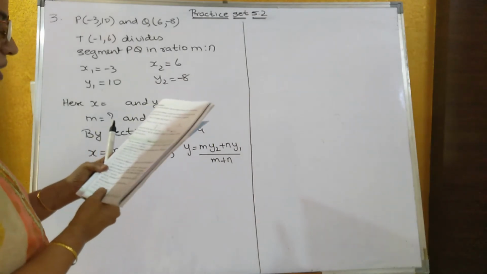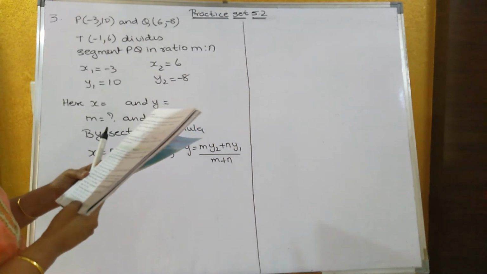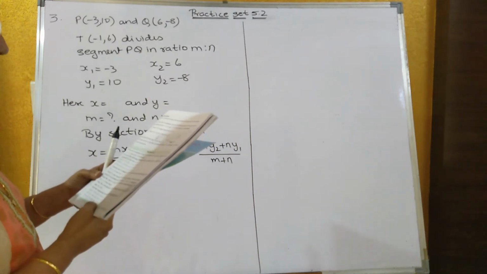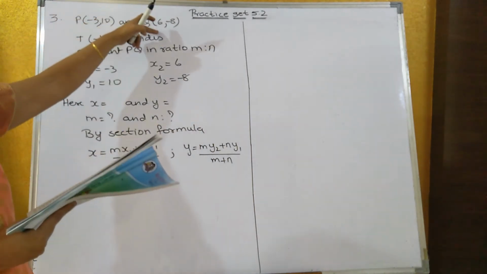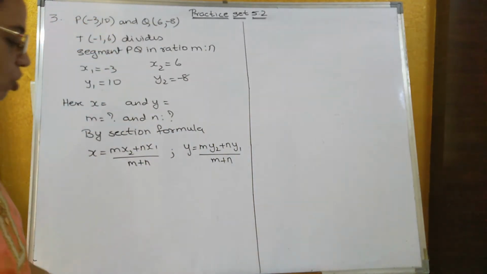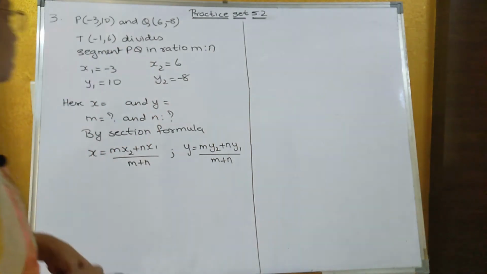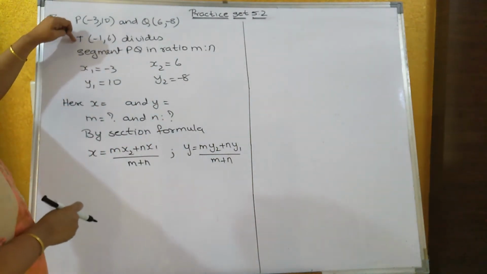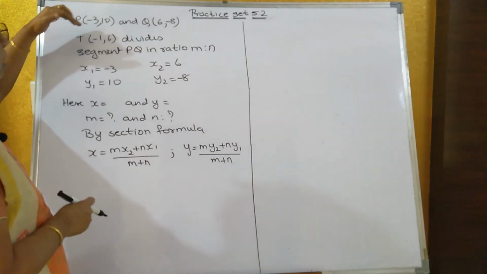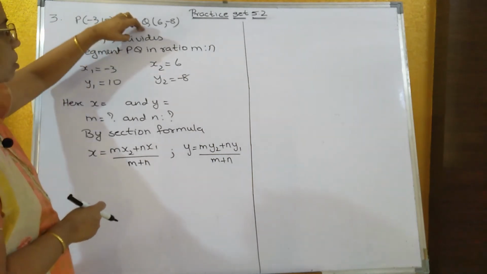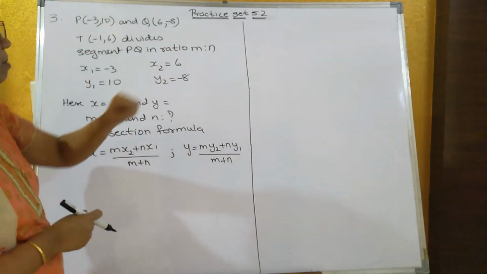Now sum number 3, find the ratio in which T minus 1, 6 divides a line segment joining the points P minus 3, 10 and Q 6, minus 8. So here, in the previous sums we used to find out the coordinates of T which divides the segment PQ, but here T is already given, P is given, Q is given. We have to find out the ratio m is to n.